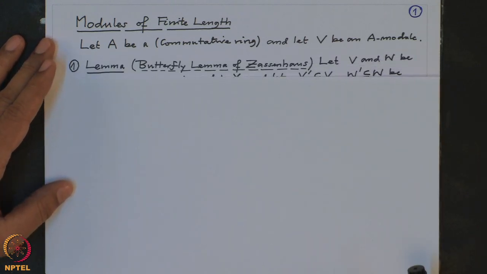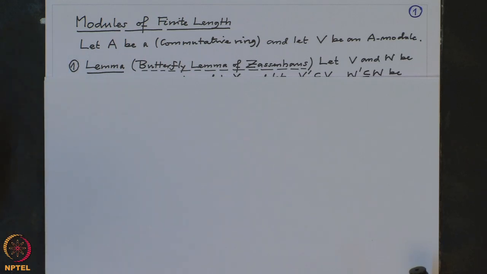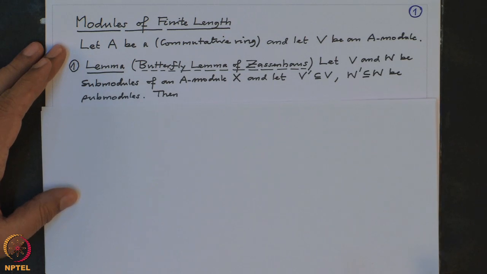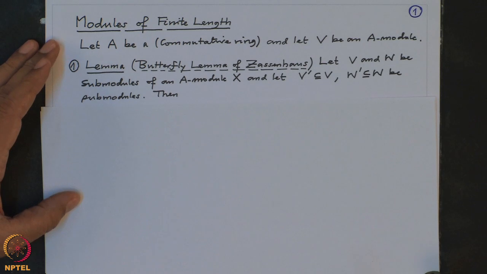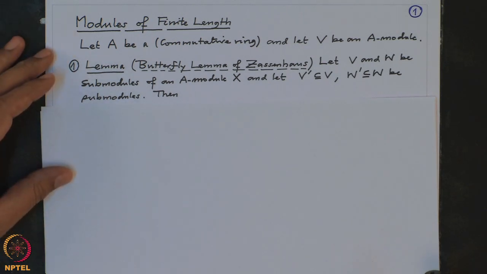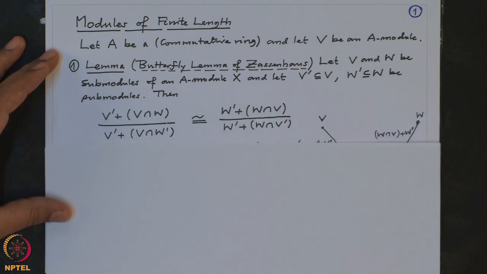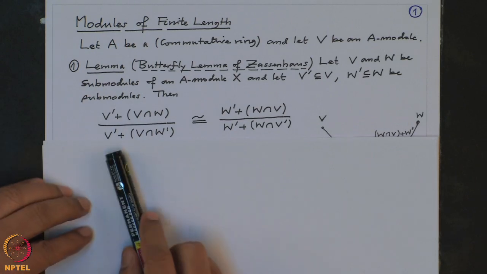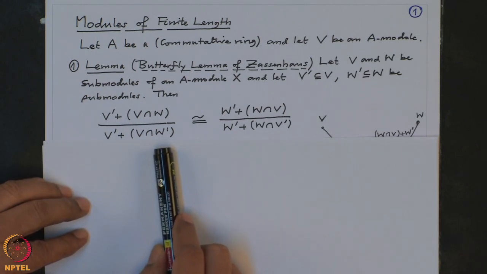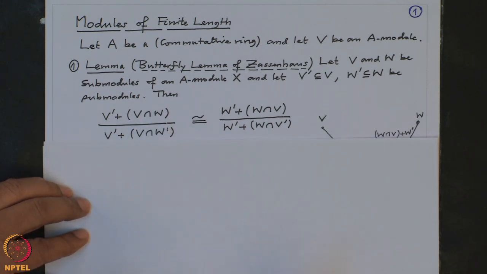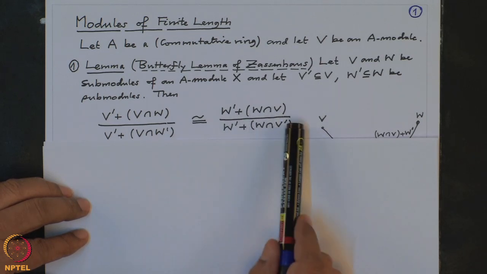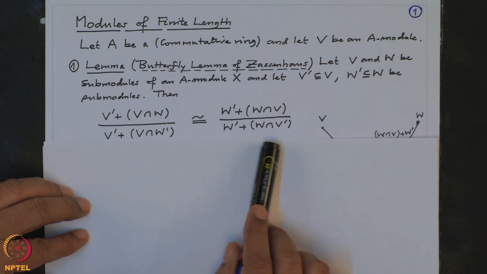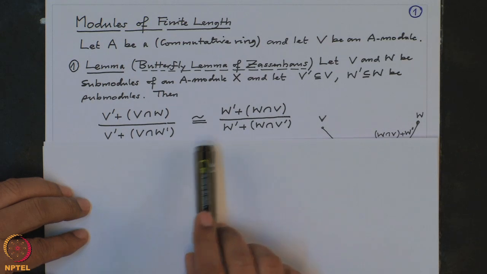Now, to prepare, first I want to observe an interesting lemma which is also known as the butterfly lemma of Zassenhaus, which says that if V and W are submodules of a module X, and let V prime and W prime be submodules of V and W respectively, then if you look at this quotient module, V prime plus V intersection W modulo V prime plus V intersection W prime, this is a submodule of the above because W prime is a submodule of W. This is isomorphic to W prime plus W intersection V modulo W prime plus W intersection V prime. So, we want to prove these modules are isomorphic.